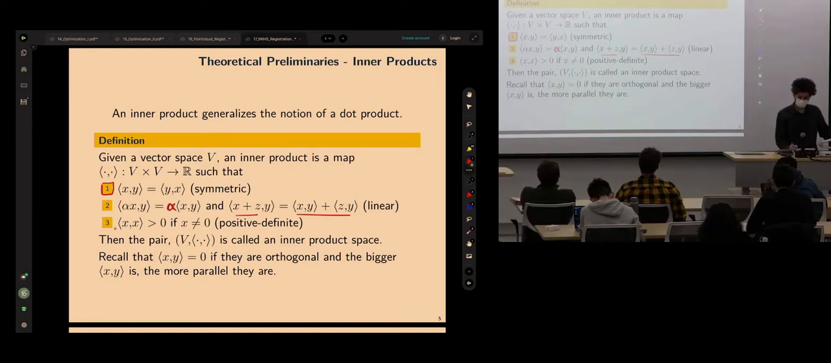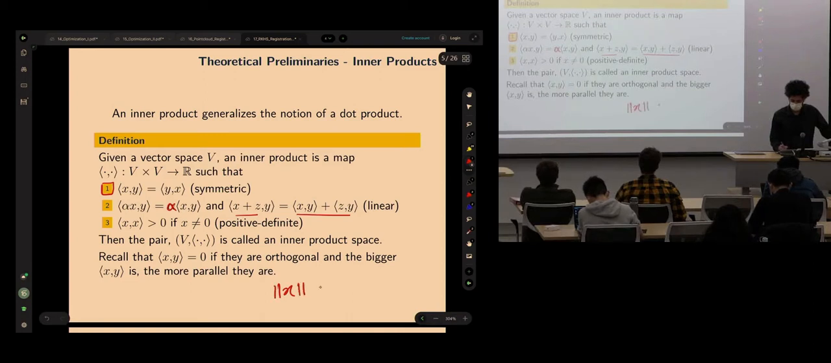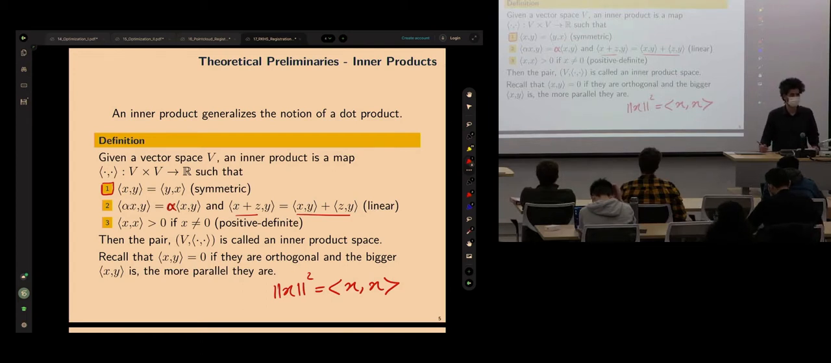Now, if the inner product of x with itself is calculated, it's always greater than 0 unless x is 0. In fact, every inner product space induces a norm which is defined using that inner product. So normed spaces are maybe a more general version of inner product spaces, but every inner product space is also a normed space.